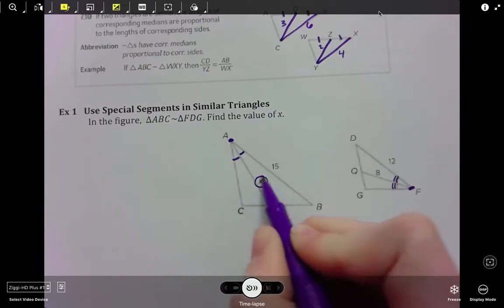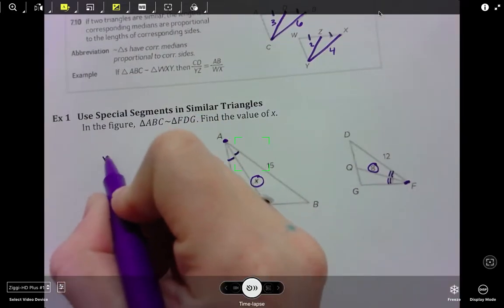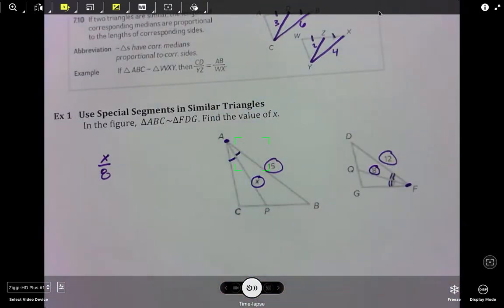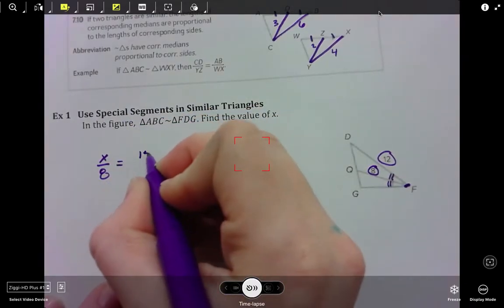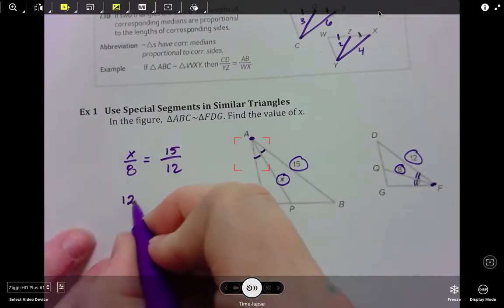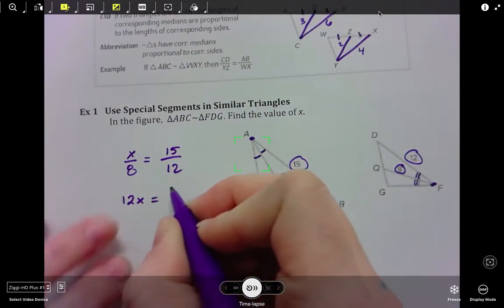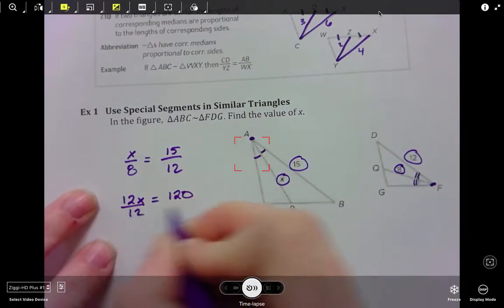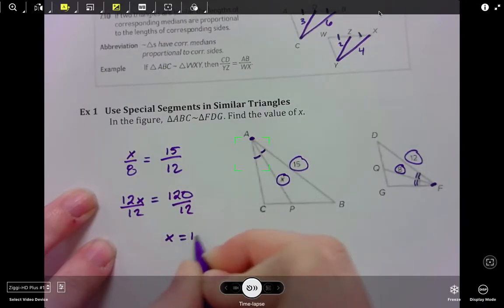The proportion will still be the same. So x is going to correspond to 8. So I can do x over 8 equals 15 over 12. There's going to have the same proportion. Then I just cross multiply. So 12x equals 8 times 15. 8 times 15 is 120. And then I divide by 12, so x is 10.